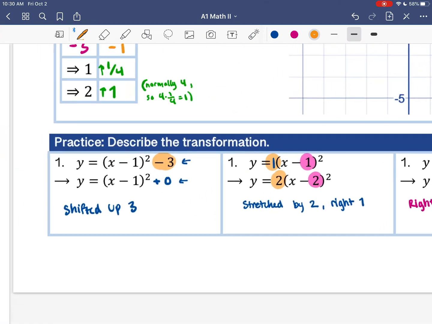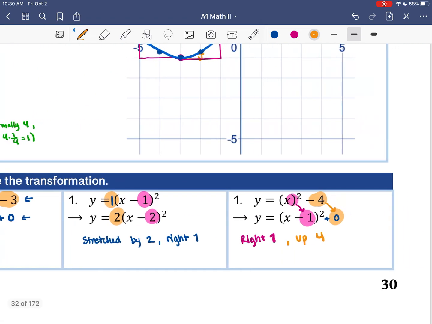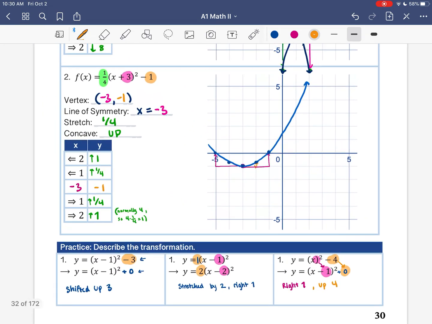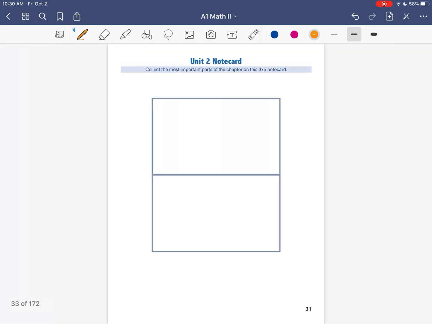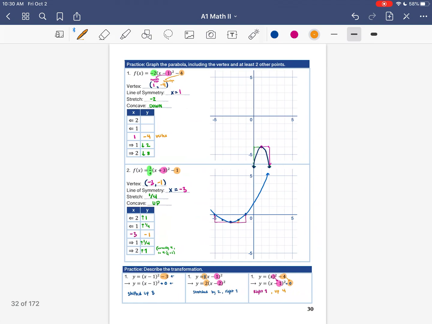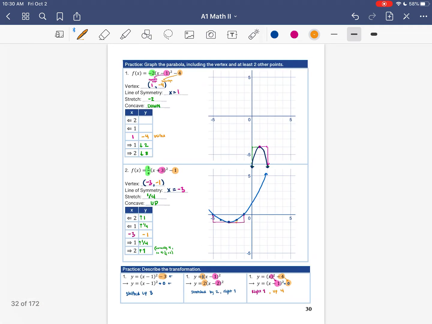I want you to know what they look like pretty intimately, but once you get to these transformation functions, you can use Desmos. So that's my recommendation, and in fact that's actually all the notes for this unit.